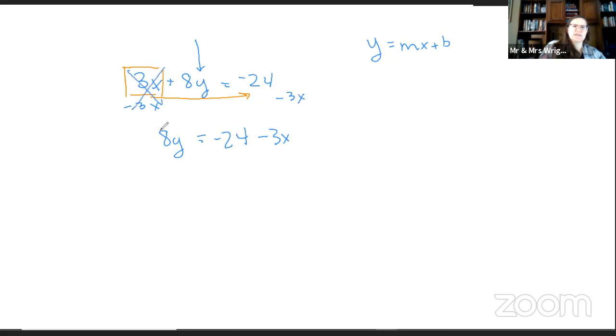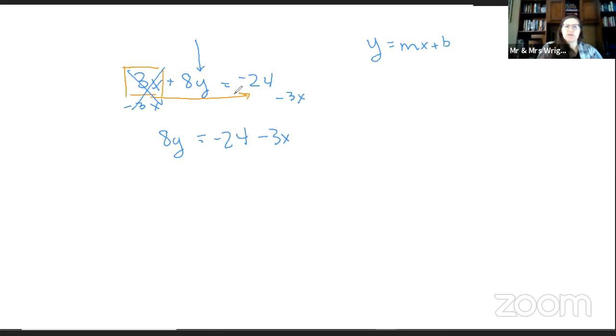Okay, now I need to cancel it. Okay, so you see we're still getting the same thing. 8y = -24 - 3x. So as long as you think, if I change sides, I change signs. So anything that crosses the equal sign, you're going to have to change the sign. And that works with addition and subtraction.